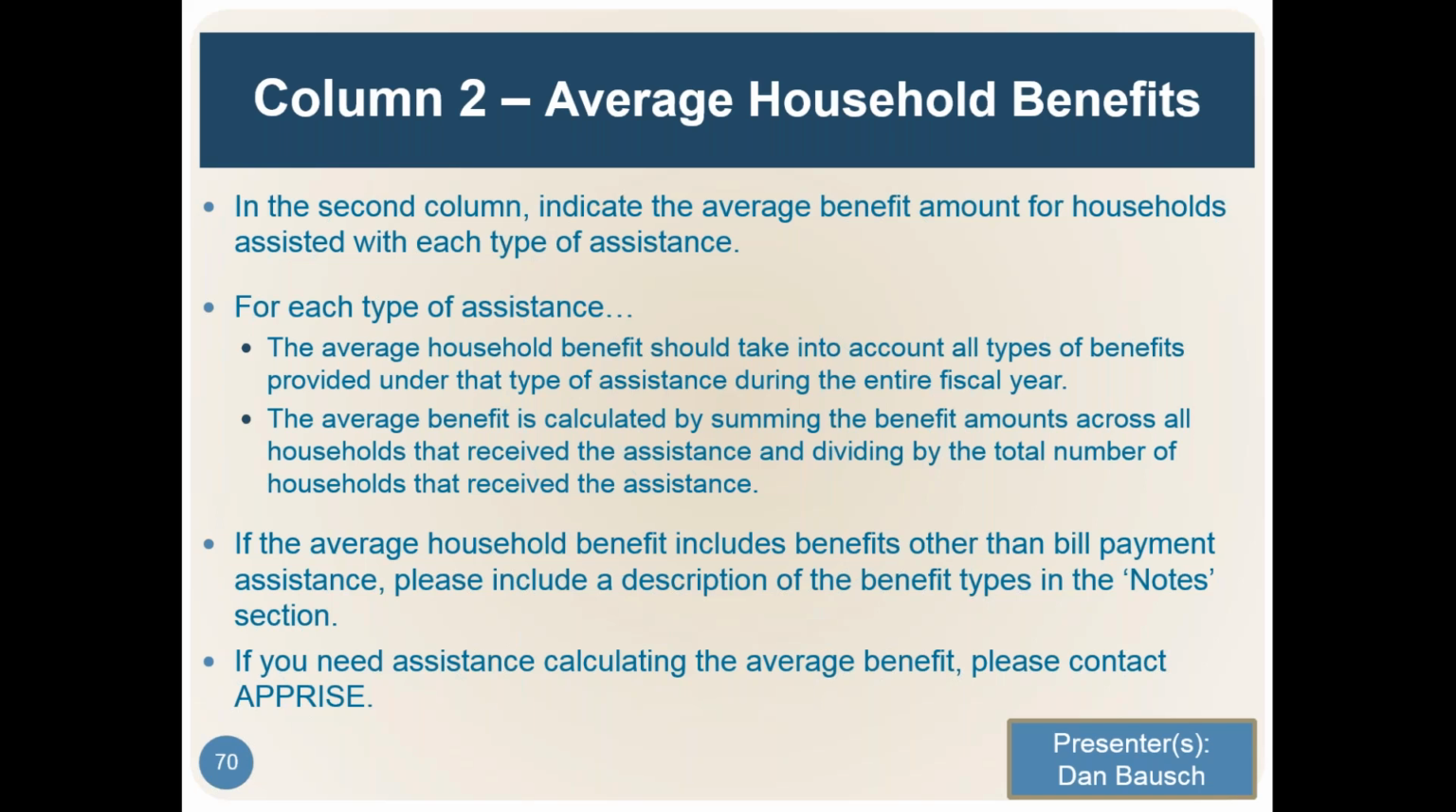So the total amount is total obligated in that first column, and the second amount, the average benefit amount, is the average of the expenditures. Right. So this is the one place in the report where we are asking you to look at your actual expenditures. And so that's an important distinction to make.